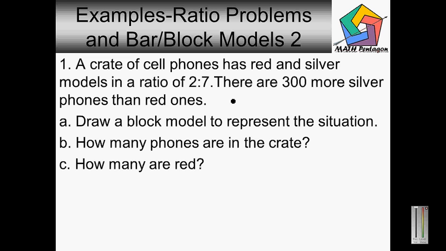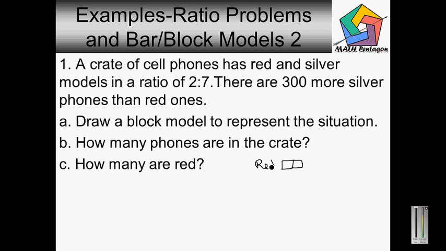Okay, let's do a few examples on ratio problems in bar and block models 2. The question is asking us, a crate of cell phones has red and silver models in a ratio of 2 to 7. There are 300 more silver phones than red ones. So the directions are telling us to draw a block model to represent the situation. So the red would be the 2. So we have 2 blocks for red.